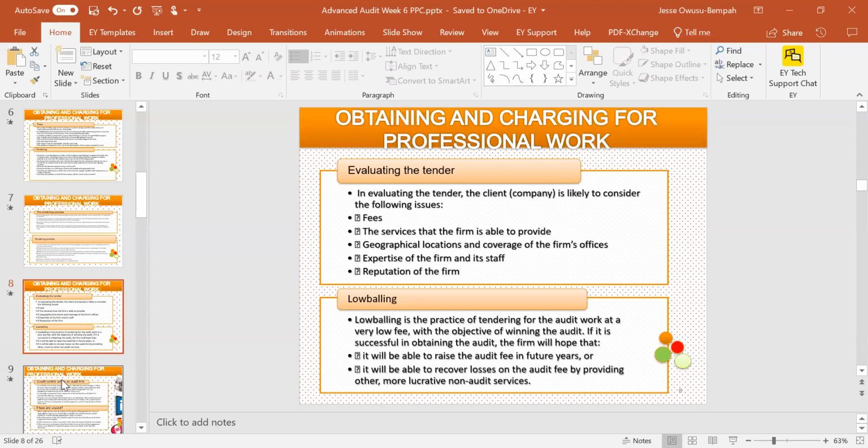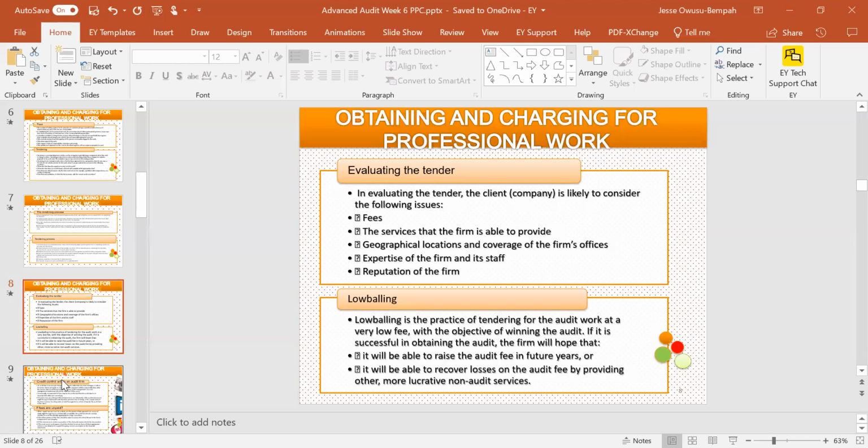Another thing is the expertise of the firm and its staff, and the reputation of the firm. These are all things they consider. They don't only consider fees, but sometimes money can play a role. So fees, the services, the geographical location, the expertise, and the reputation. These are all things that are considered.